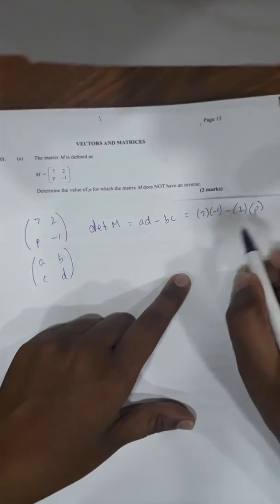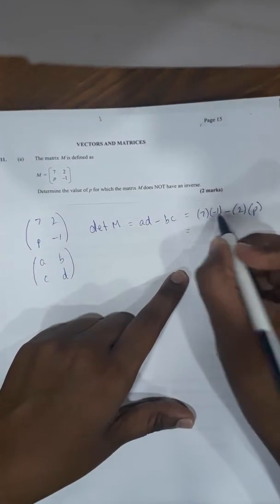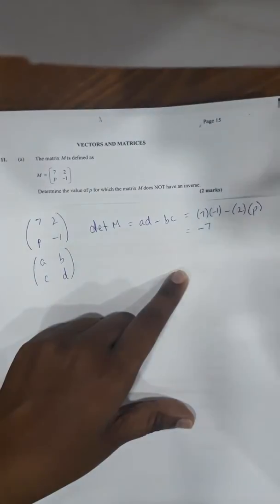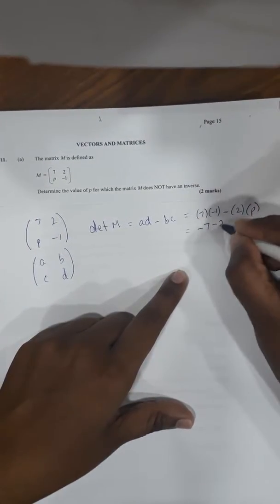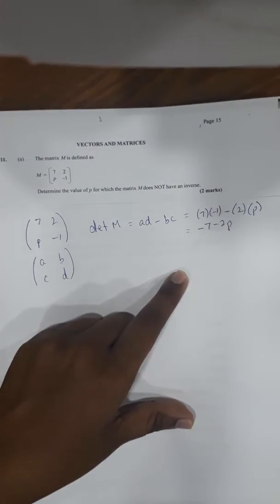Now, when you do your calculations here, it's straightforward. 7 multiplied by -1 is -7. And 2 multiplied by P is 2P, with the minus sign here. It turns out to be -7 minus 2P.